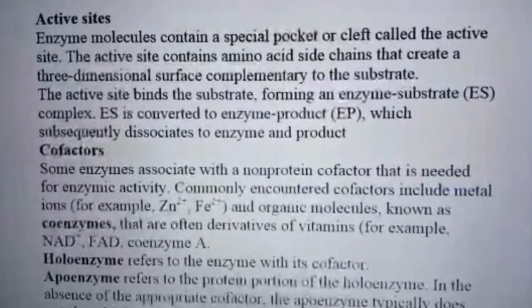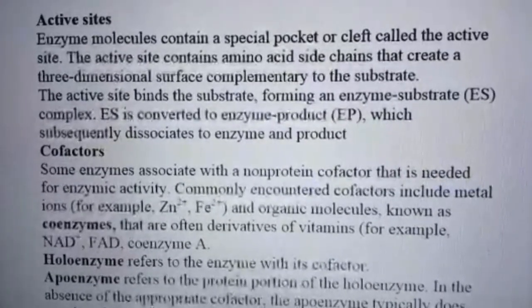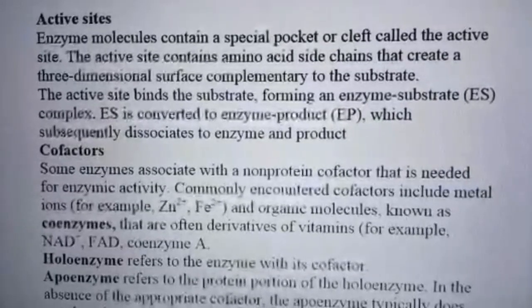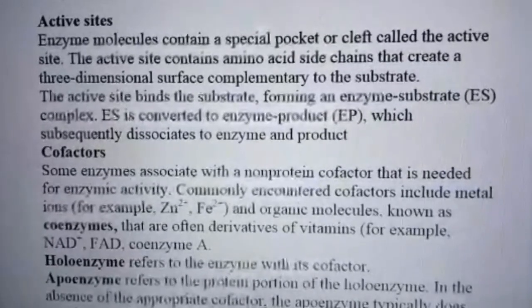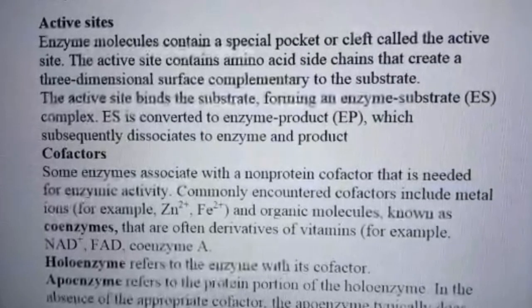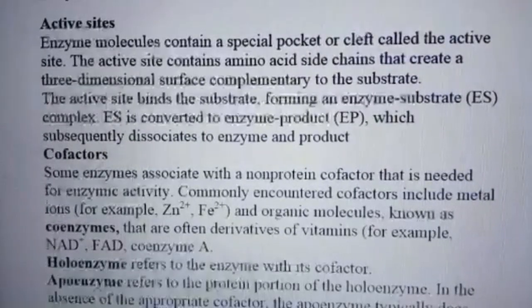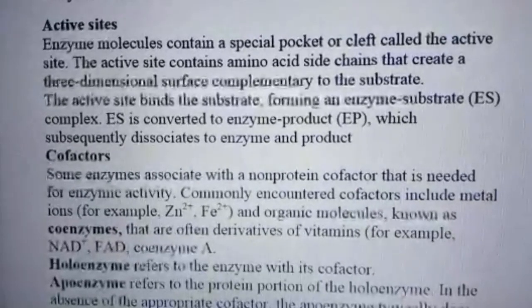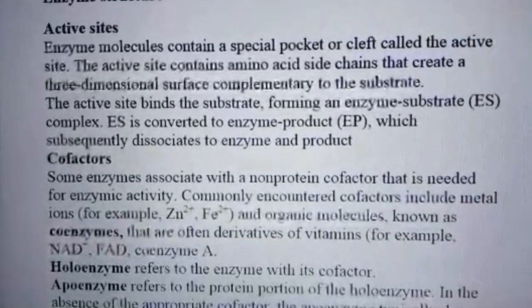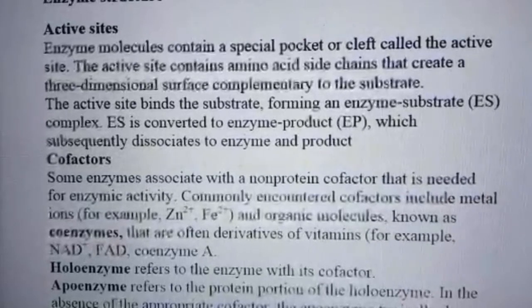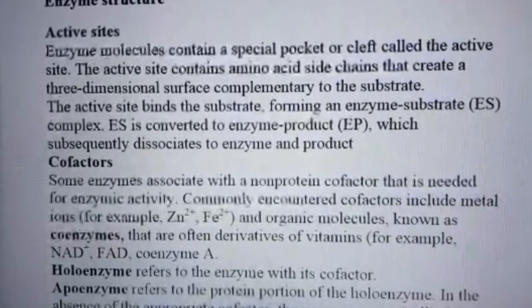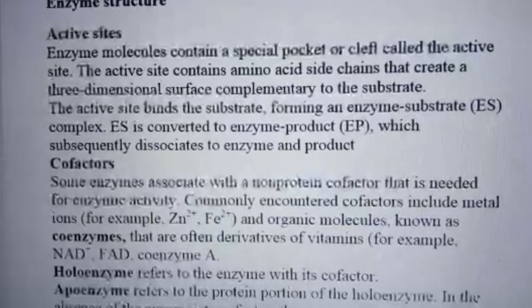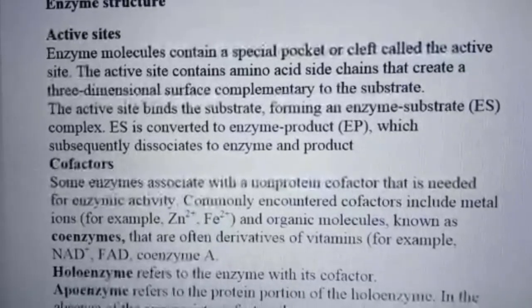The substrate binds to the active site of the enzyme, forming a complex called the enzyme-substrate complex. The enzyme-substrate complex is then converted into enzyme and the product. The enzyme is released and the substrate is converted into the product, which subsequently dissociates. The enzyme-product complex subsequently dissociates into enzyme and the product.